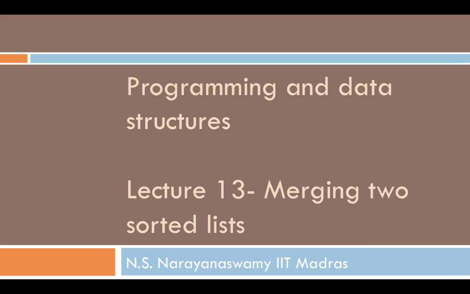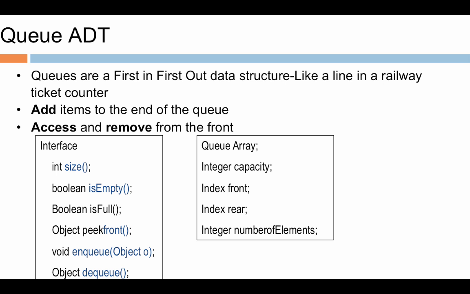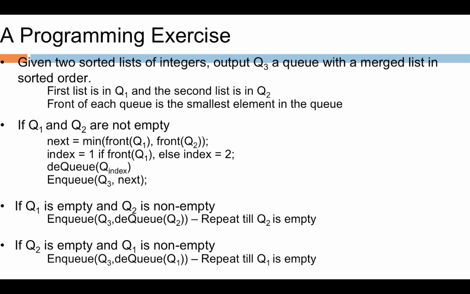All right. So the exercise is to merge two sorted lists. So this was the queue abstract data type. Now let us go directly to our problem. So the programming exercise is the following. You are given two sorted lists of integers, and you have to output Q3, a queue with a merged list in sorted order.